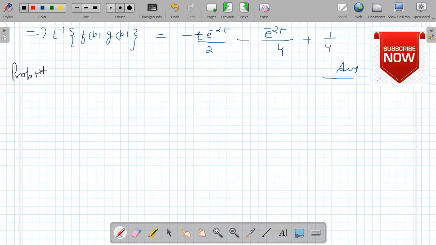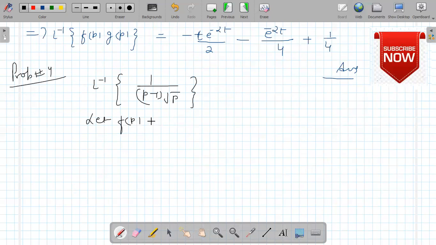Problem number 4. Find Laplace inverse of 1 upon p minus 1 into square root of p. So here Fp is taken as, can you guess? 1 upon root p. This is Fp. And Gp is taken as 1 upon p minus 1.